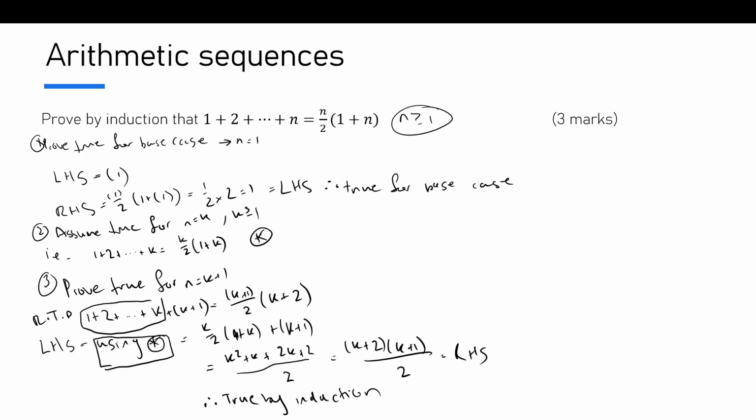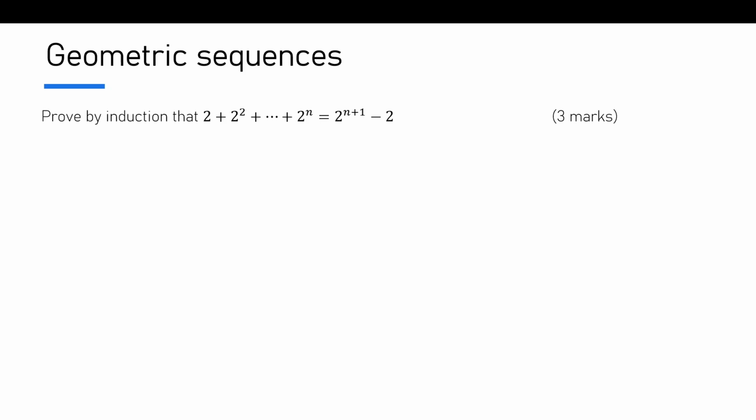So in this case, we were very lucky because when we substituted k plus 1, we immediately had the left-hand side from our assumption here. However, that will not always be the case, and sometimes we'll have to rearrange and solve for it. So if we move now into our geometric sequences, this will be almost the exact same process.